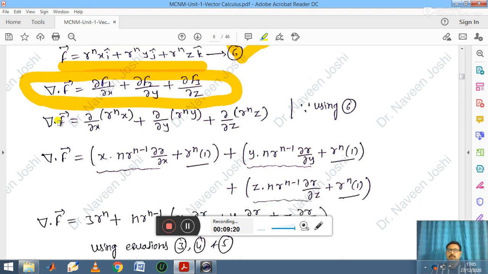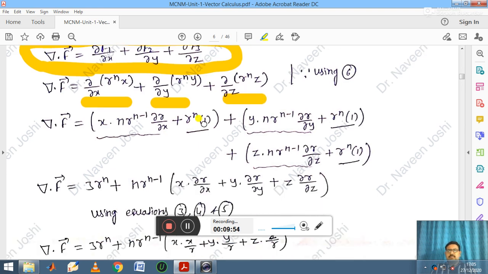Now del dot f equals, so we got from equation 6 what capital F is. Capital F contains 3 parts, that is the vector point function. Your f1 is r^n into x, f2 is r^n into y, and f3 is r^n into z. So let's rewrite this expression: dou by dou x of r^n into x plus dou by dou y of r^n into y plus dou by dou z of r^n into z. Let's differentiate the first term with respect to x.